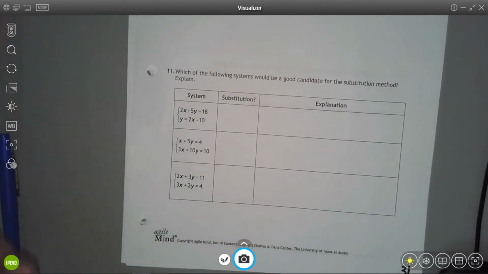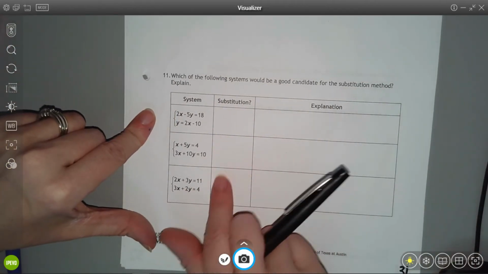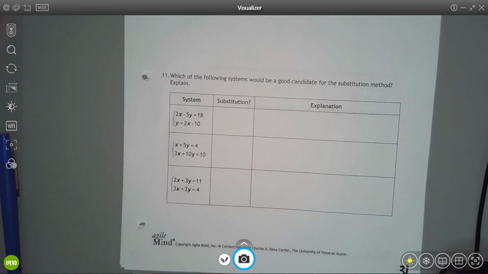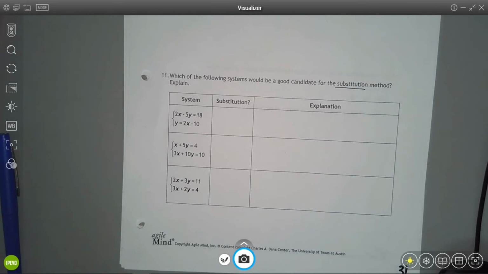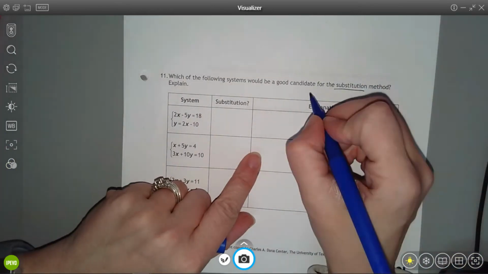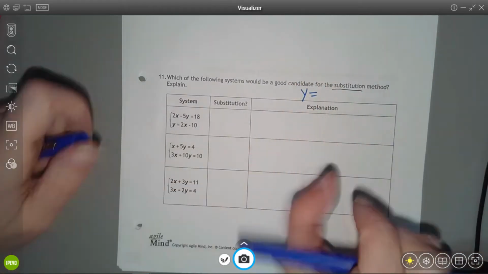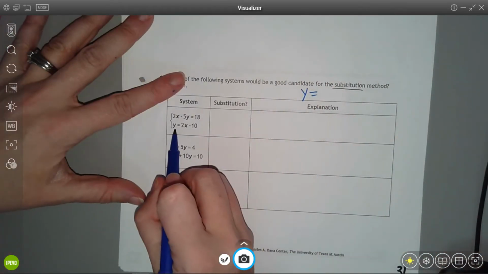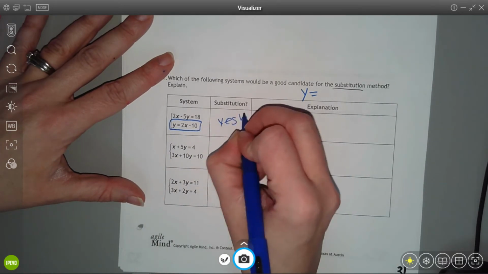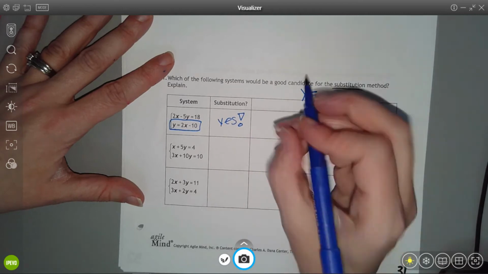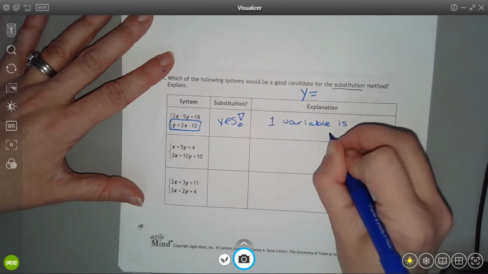So let's just look at these. Which of these equations would we want to use substitution for? Remember the first thing I told you, in order to use substitution, guys, we want at least one equation to have a letter equals. One letter has to be by itself. So when I look at this, I see that right here. So would we use substitution? Yes, absolutely. Why? Because one variable is isolated.